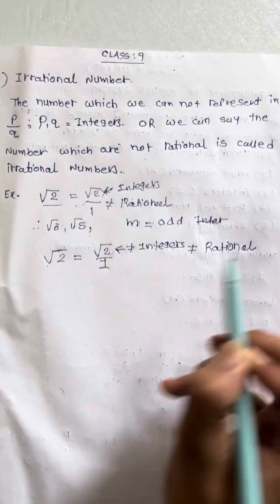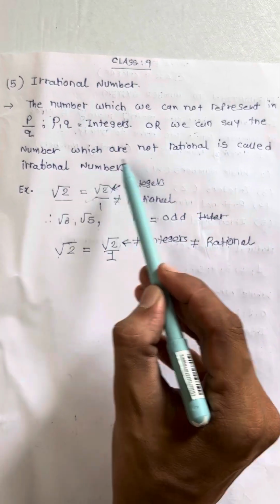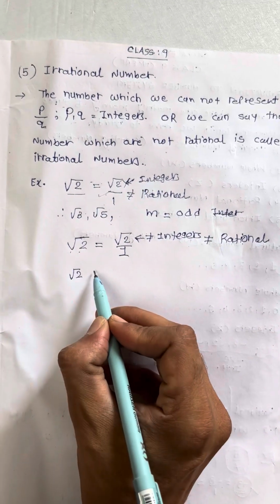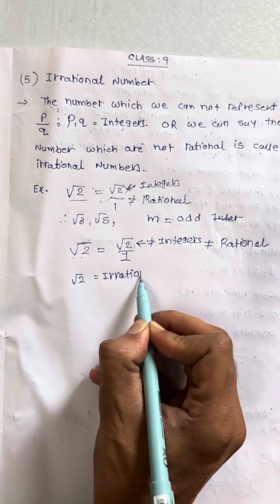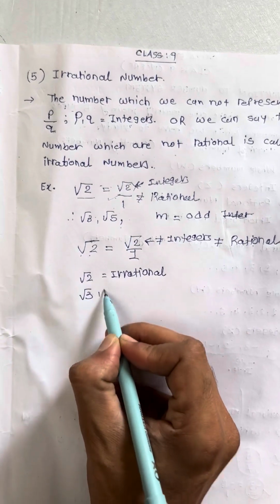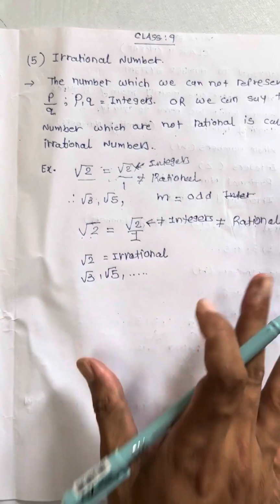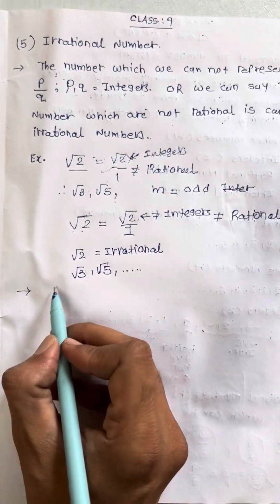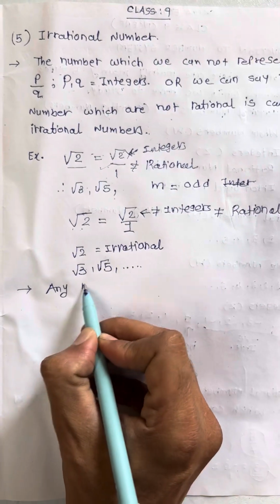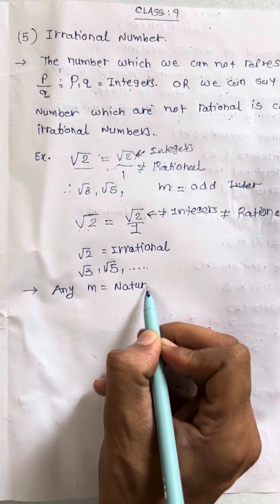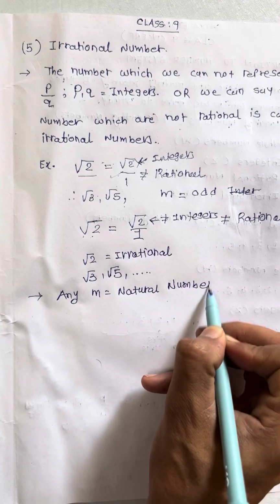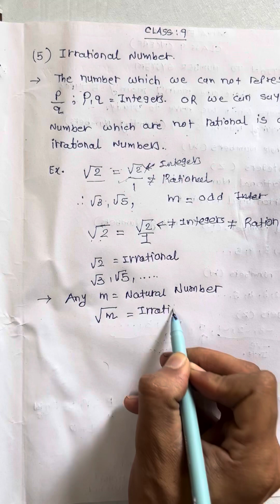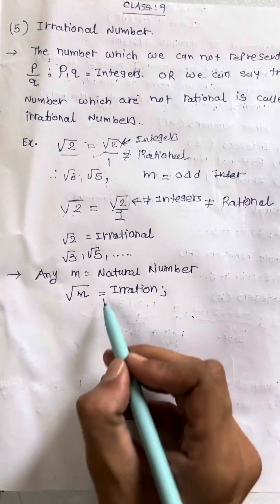We have seen the definition that the numbers which are not rational are called irrational, so root 2 is not a rational number, so we can say that root 2 is an irrational number. A number like root 2, and also root 3, root 5, etc., are called irrational numbers. In other words, we can write the definition of an irrational number as follows: if we take any natural number m and write it under a root, then root m is irrational if we cannot find the square root of m.